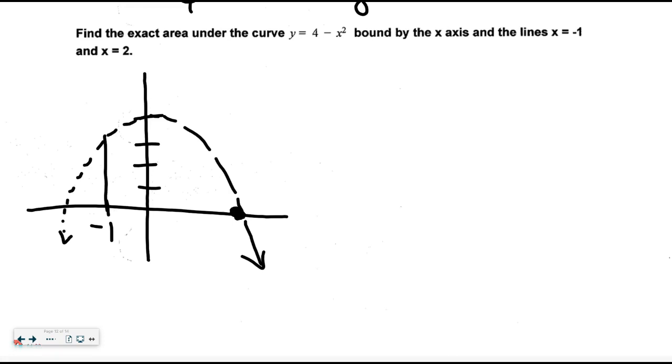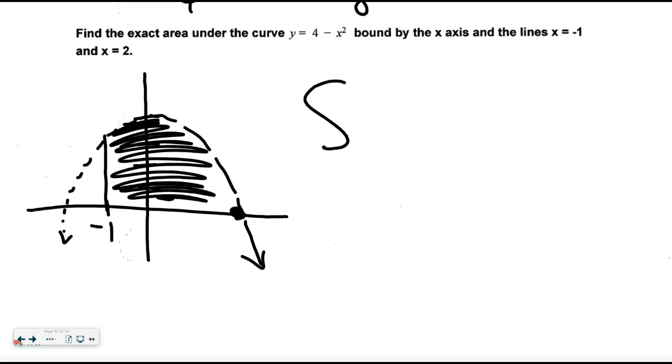Why can't you? This is just the exact area under the curve. You need to integrate from where to where? -1 to 2, 4 minus x squared. This is not a geometric one because it doesn't make a triangle. It doesn't make a trapezoid or a semicircle. It makes something with curvature that you don't know. This has to be done by hand.